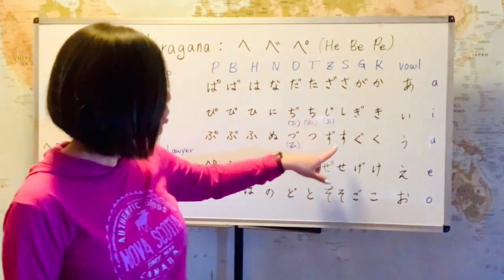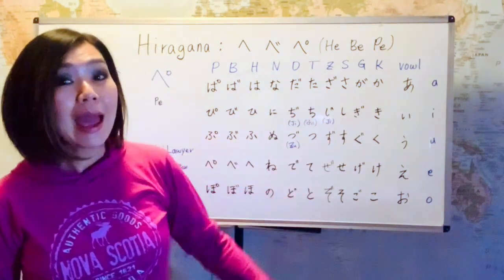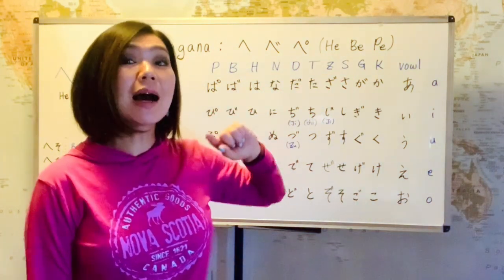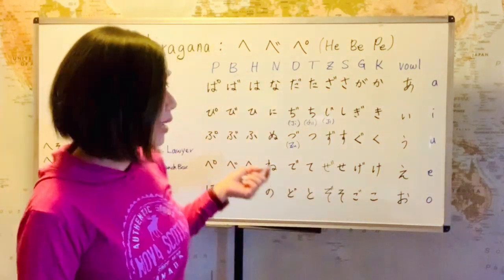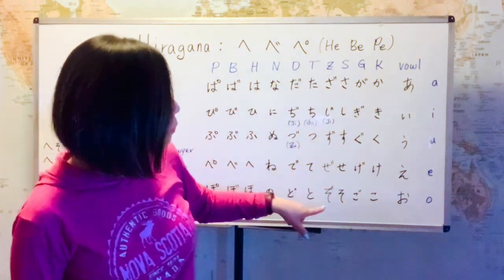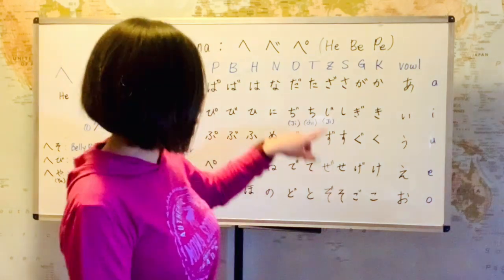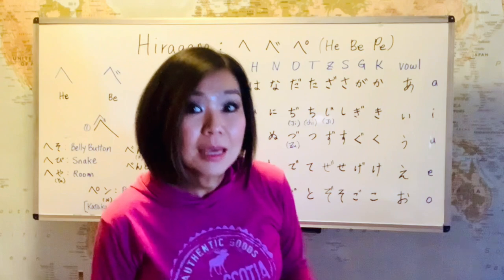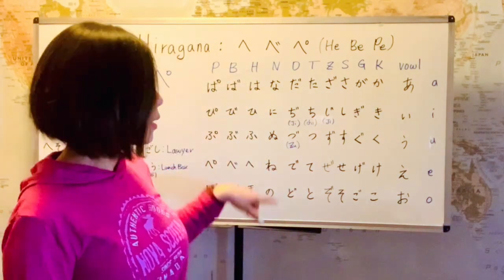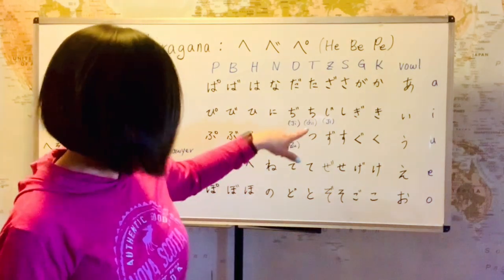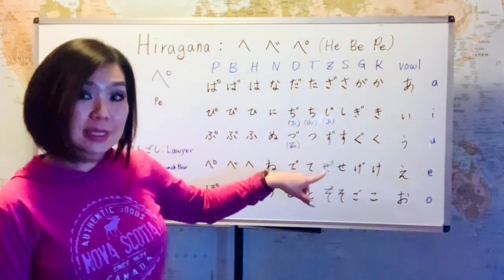And then we moved on to the S line. Sa, shi, su, se, so. And if you put two dots on the S line, it would become the Z line. That's za, ji, zu, ze, zo. And we have to be careful here. The second one, you would want to pronounce Z, but we don't have that sound in Japanese. So we pronounce it like J-I, ji, okay? Za, ji, zu, ze, zo.